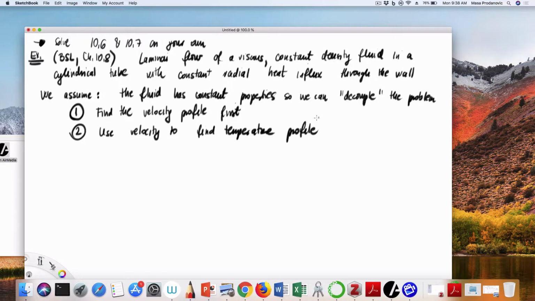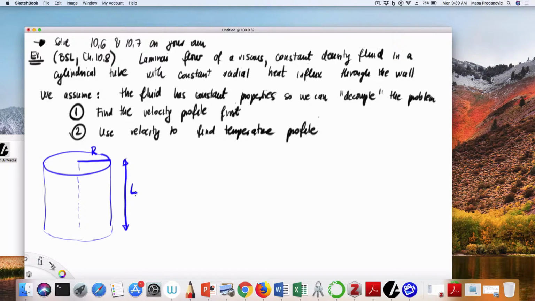So let me just draw the situation. This is my length L, radius R. The direction, and then what I have is, in radial direction, I have heat flux.